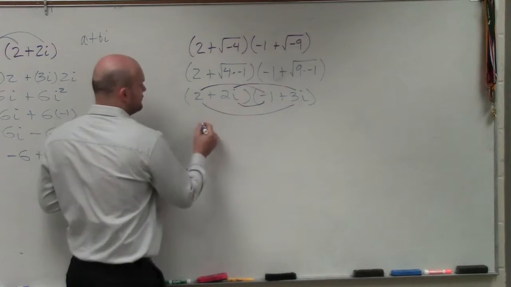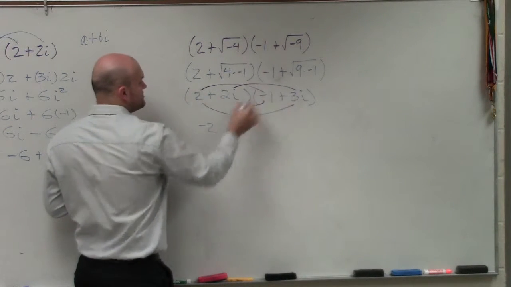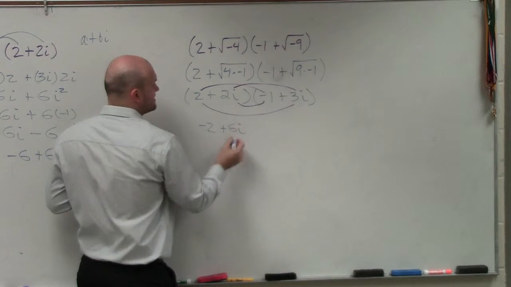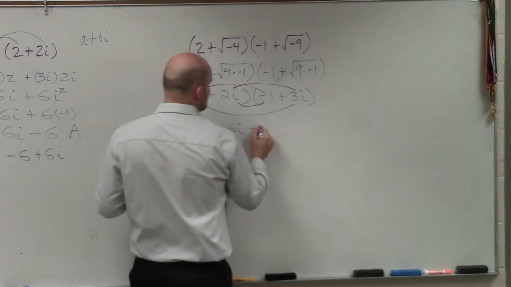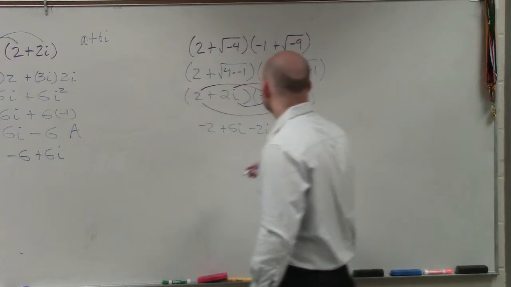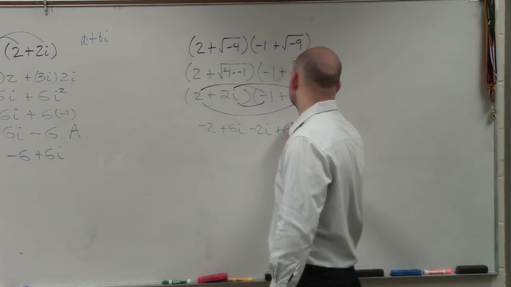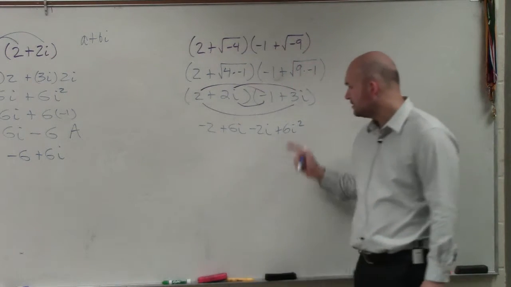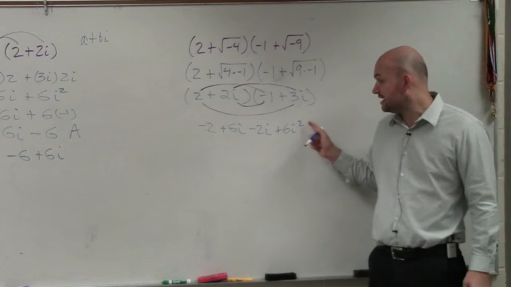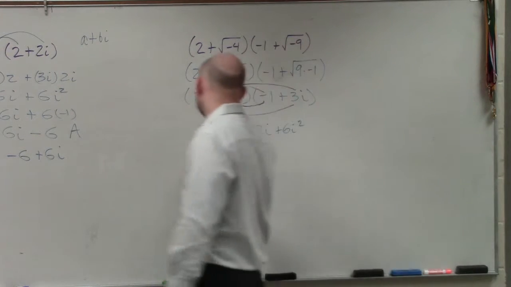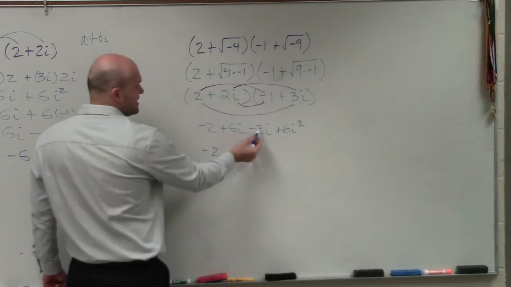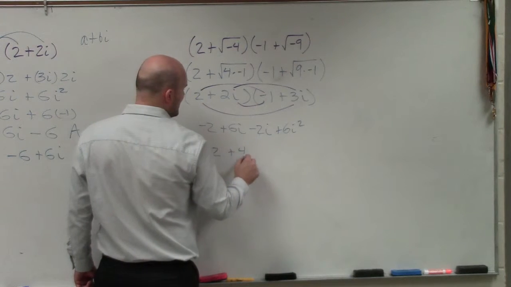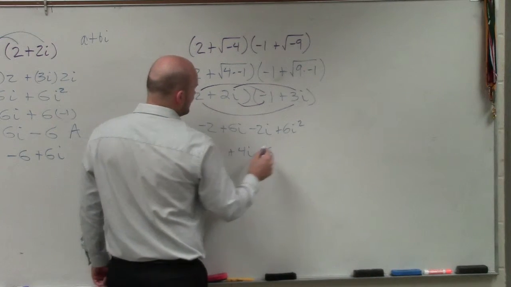So 2 times negative 1 is negative 2. 2 times 3i is going to be 6i. 2i times negative 1 is negative 2i. And 2i times 3i is going to be a positive 6i squared. Remember, i squared is negative 1. Negative 1 times 6 is going to be a negative 6. So I have negative 2. 6i minus 2i is going to give you a positive 4i. And then that's minus 6.